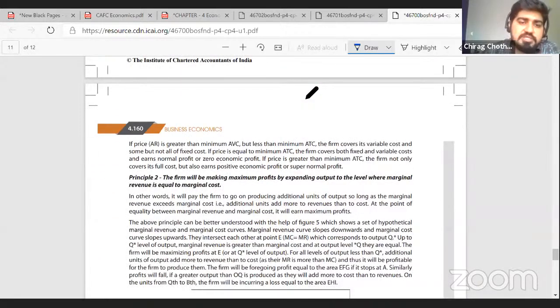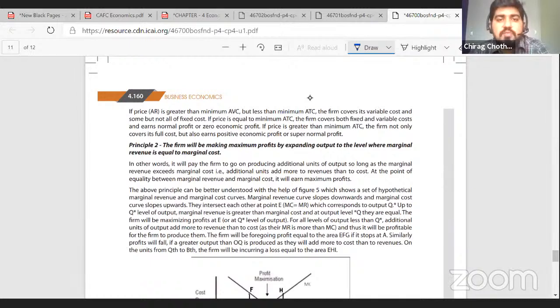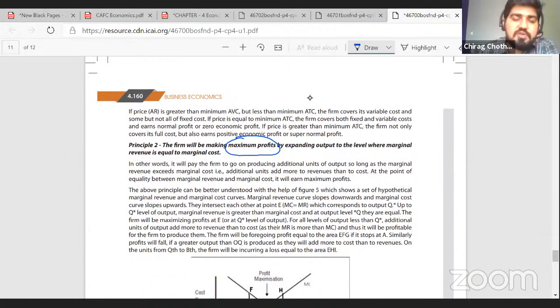Next one, behavioral principle number 2. What is the point of maximum profit? This will be the point which is your ideal level of production, when you are getting the maximum profit. This will be the point where your MR is equal to your MC. This is our behavioral principle number 2.